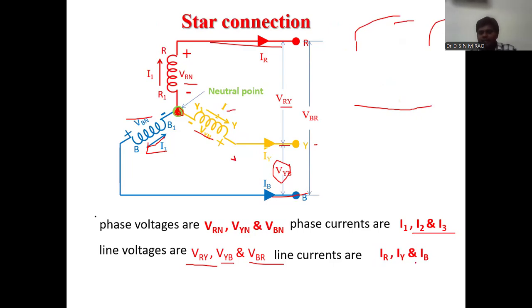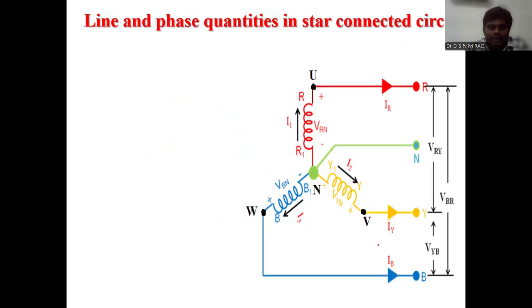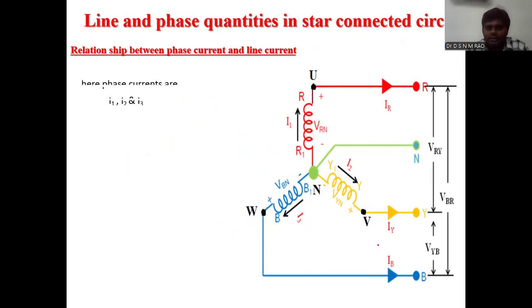Similarly, IR, IY, IB are the respective line currents. So that here we can see the relationship between phase current and line current. What is the relationship between phase current and line current?